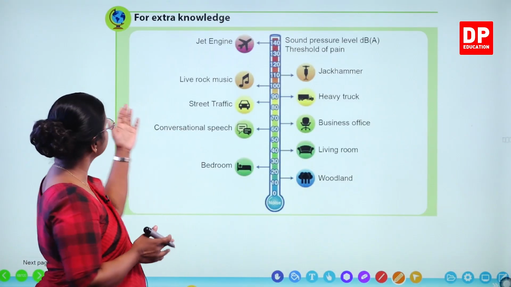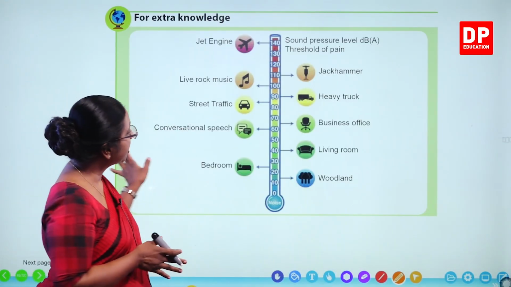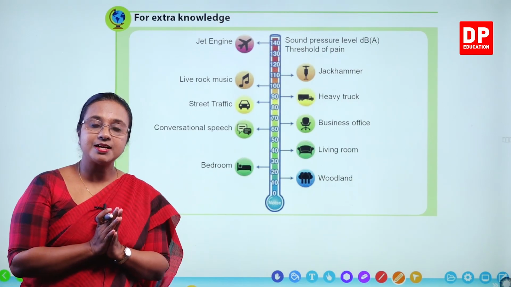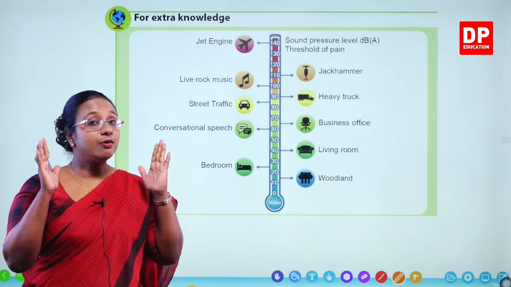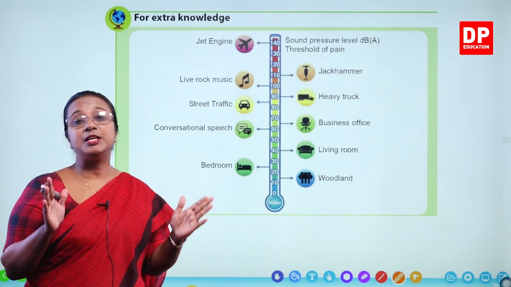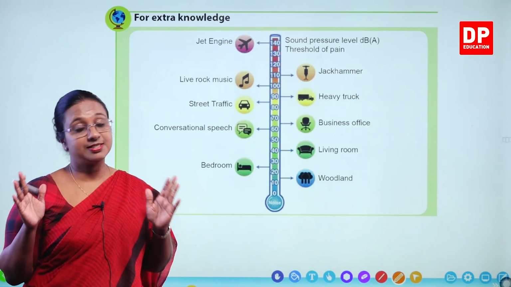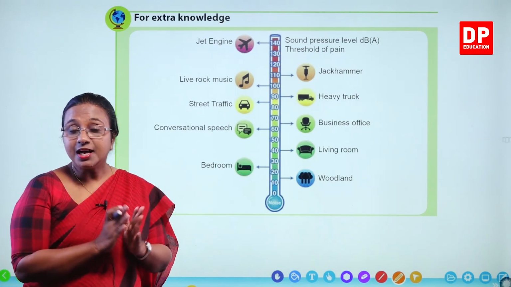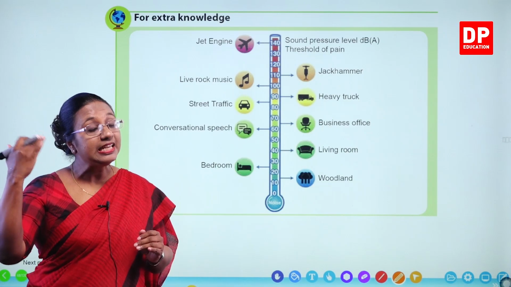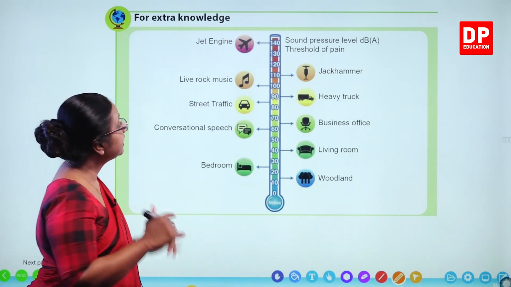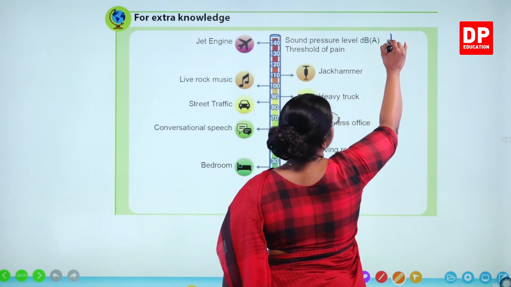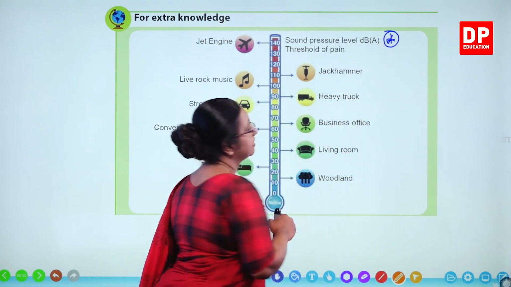Again here, there is extra knowledge. A chart is given to you. We have discussed this before also. Our audible range is between 20 to 20,000 Hertz. That's the frequency. But I told you all, students, there is the intensity of sound. This intensity of sound is measured in decibels.